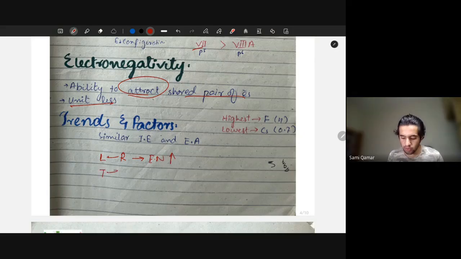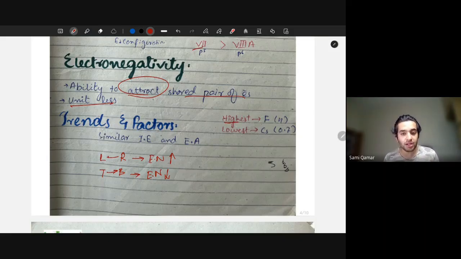If you move from top to bottom, electronegativity will decrease. Why will it decrease? Because shells will be added, the shielding effect will be more, and the outer electron will not be attracted, and electronegativity is basically about attraction of those electrons. So the electron will not be attracted, and this will have less electronegativity. And this is the important thing here.